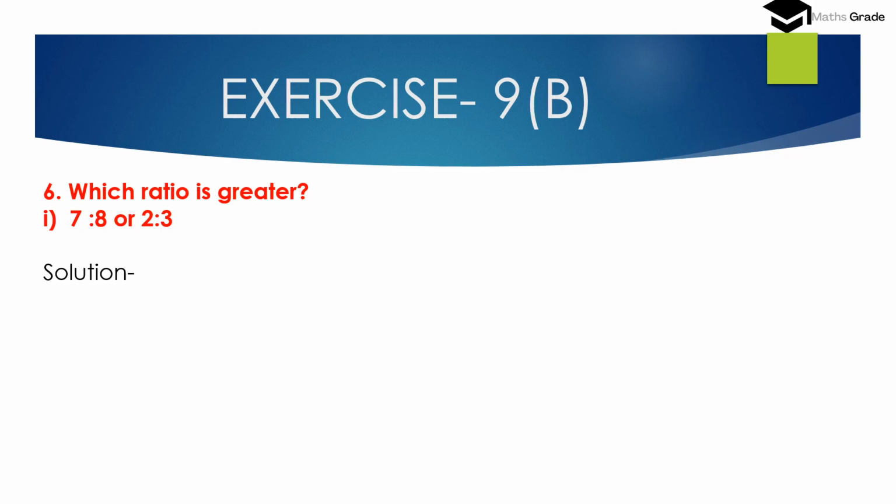Now you will solve question number 6. Question number 6 is which ratio is greater? First bit is 7 is to 8 or 2 is to 3. From these ratios you have to find out which ratio is greater. You have to find out the greater ratio. 7 is to 8 and 2 is to 3.